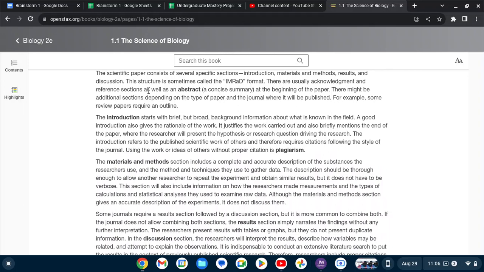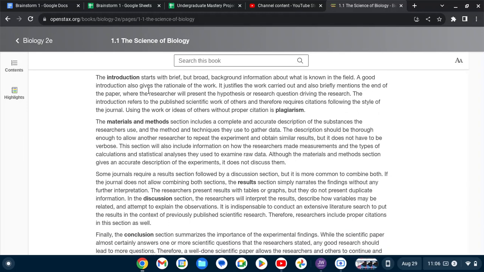There are usually acknowledgement and reference sections as well as an abstract, a concise summary at the beginning of the paper. There might be additional sections depending on the type of paper and the journal where it will be published. For example, some review papers require an outline.